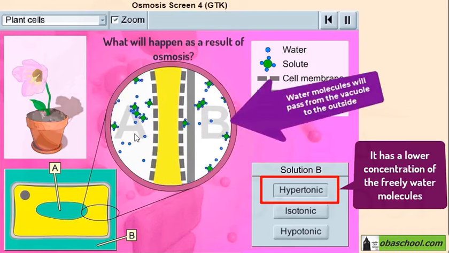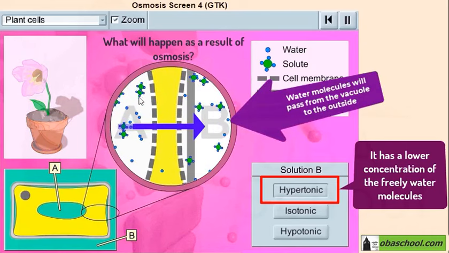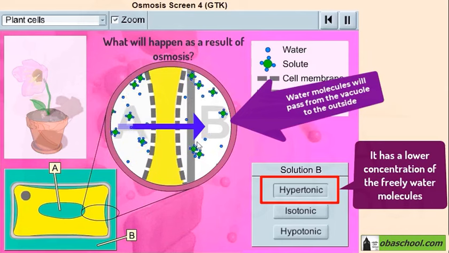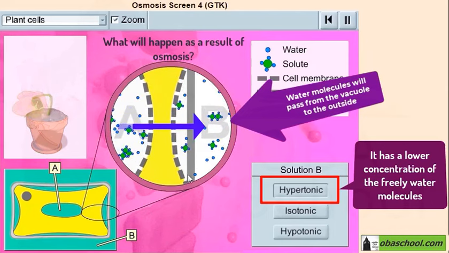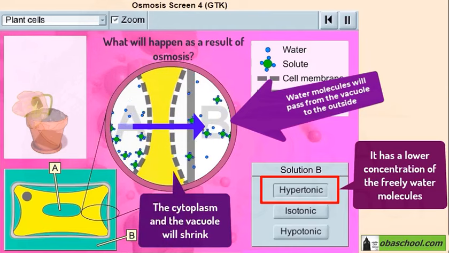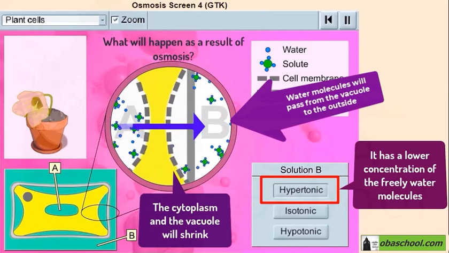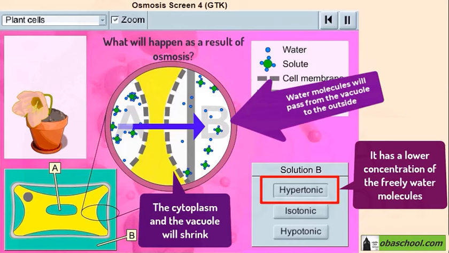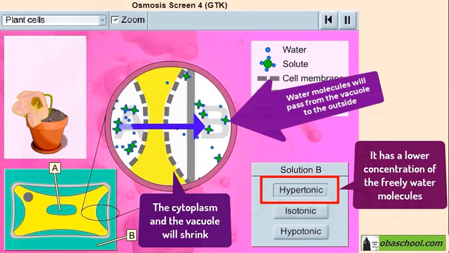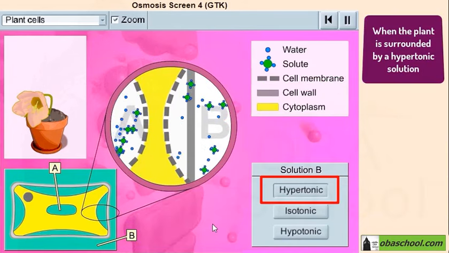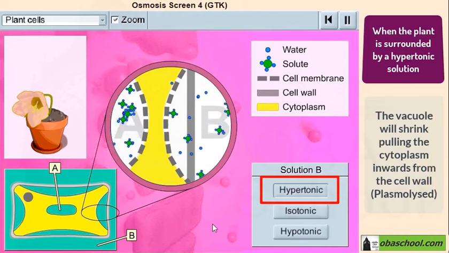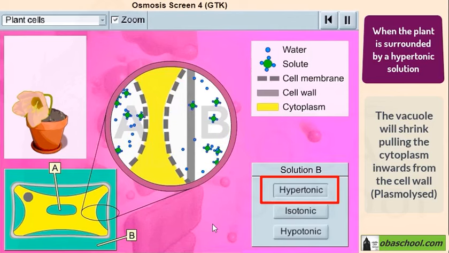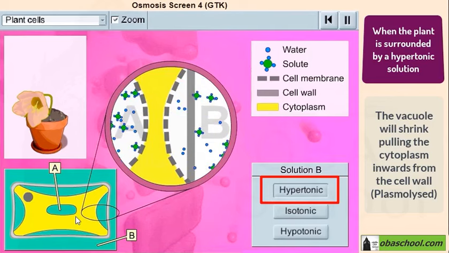As a result of osmosis, water molecules will pass from the vacuole to the outside of the cell, and this will allow the cytoplasm and the vacuole to shrink. So when the plant is surrounded by a hypertonic solution, the vacuole will shrink, pulling the cytoplasm inwards from the cell wall.